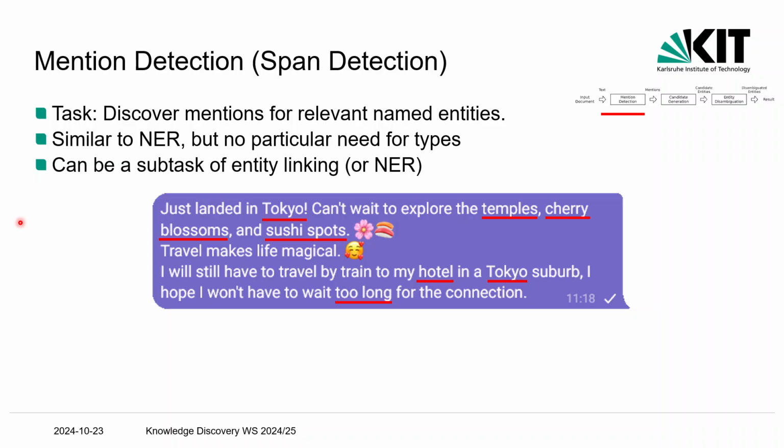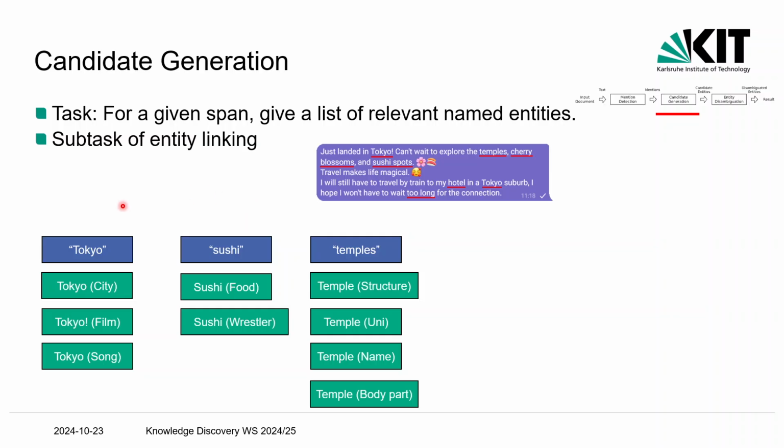Now then, once we have our mentions or so-called spans, we can then figure out different candidates for them through candidate generation. So for a given span, we want to output a list of relevant named entities so that we know what these spans could even be to begin with. For instance, if we didn't have sushi food here and we just had wrestler here, then it would be hard to figure out what we're referring to by sushi contextually for a machine learning system. So it's also important to have a good candidate generation system.